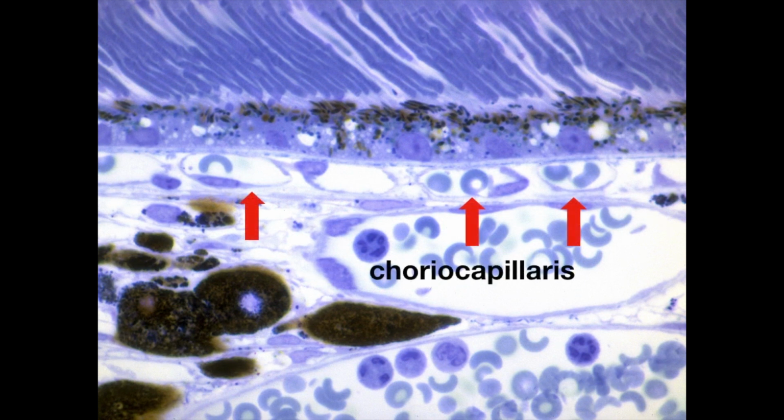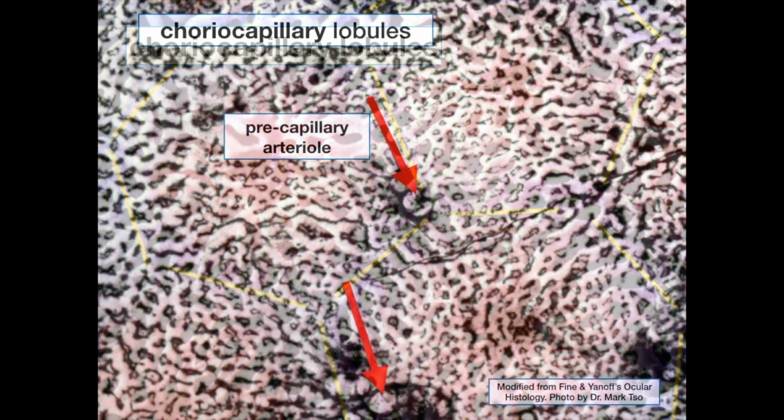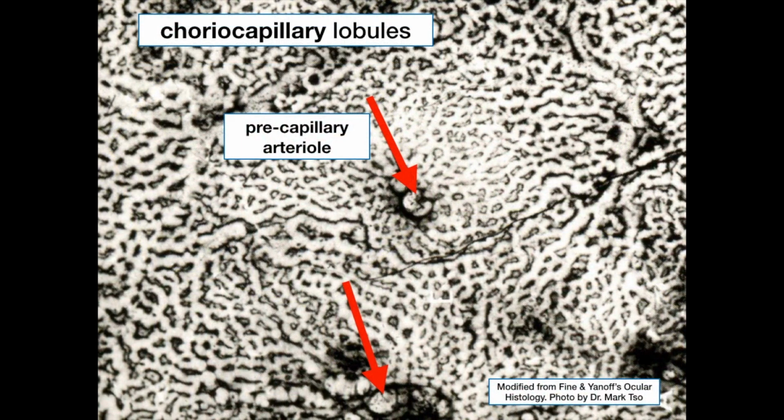The choriocapillaris is a network of fenestrated capillaries that is located directly beneath Bruch's membrane and the RPE. The choriocapillaris has a lobular arrangement, shown here in this scanning electron micrograph. Each choriocapillary lobule is supplied centrally by a precapillary arteriole and is demarcated peripherally by a ring of postcapillary venules.